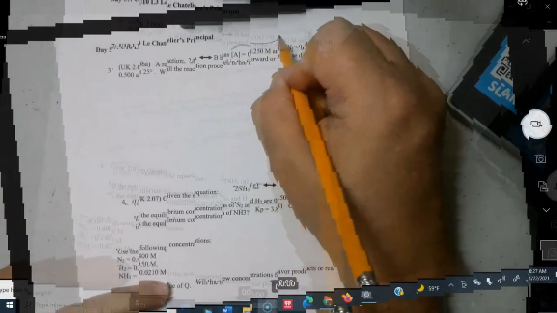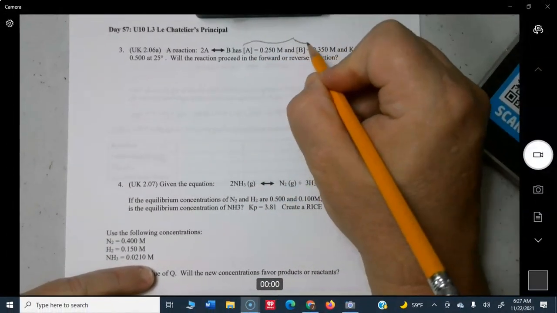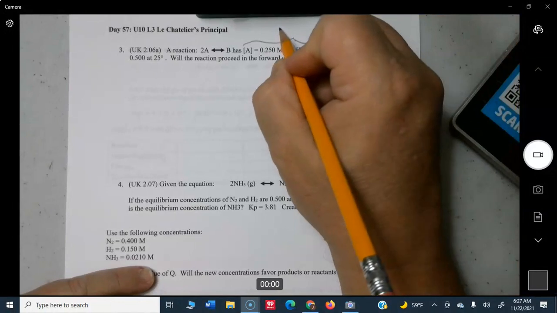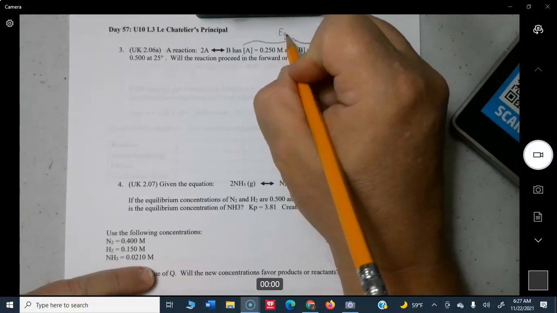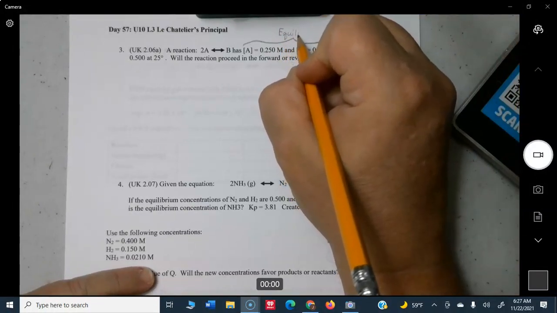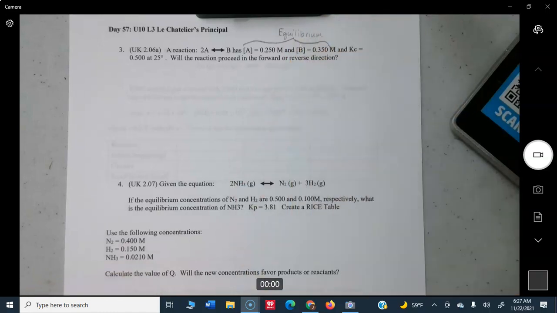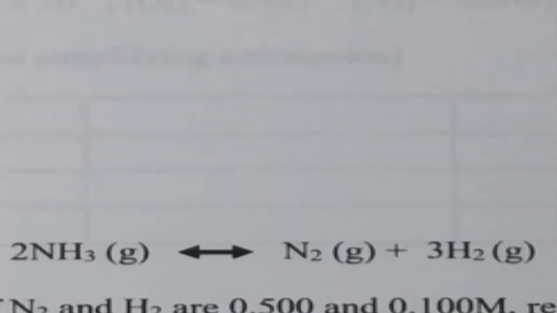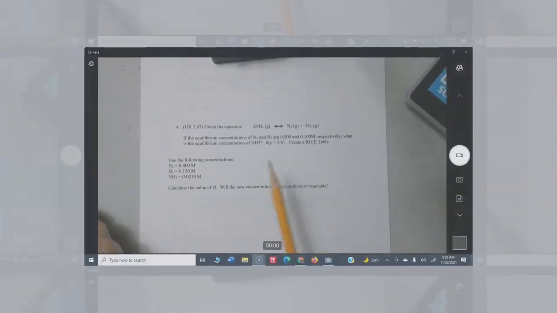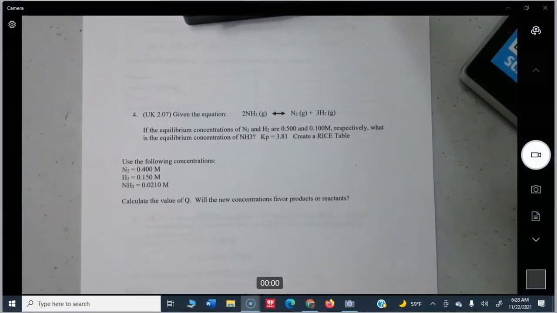Okay, continue on with problem 3. Also, consider these to be equilibrium values. So you don't need to have an ice table for this answer. All right, let's move on. All right, problem number 4. It is also a review problem from the previous lesson.